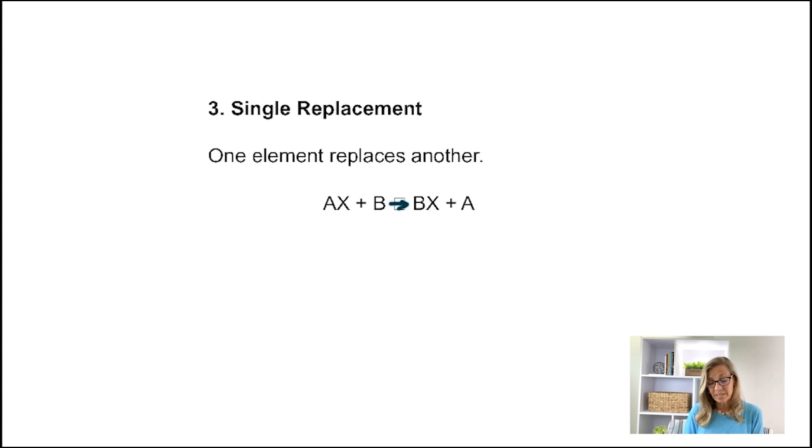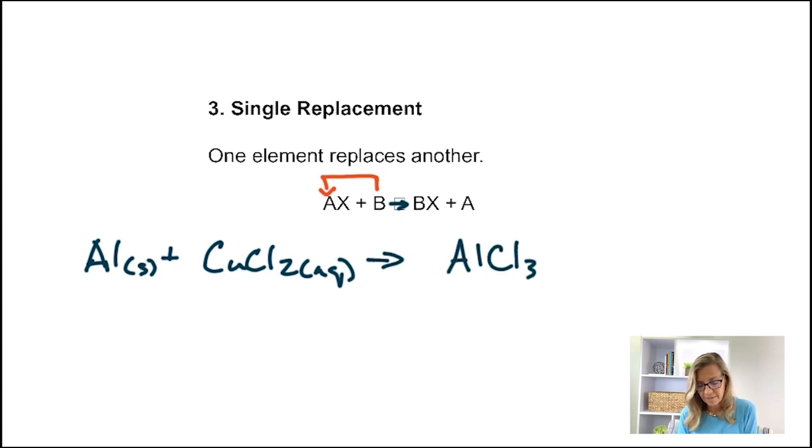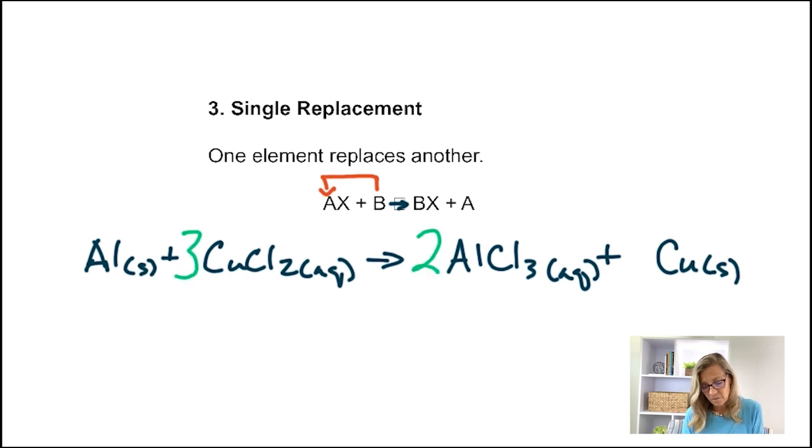All right, the next type would be single replacement. And check this one out. In this case, B comes in here and kicks out the A. So a single replacement reaction I like to do is aluminum. You take aluminum foil, and then let's use some copper chloride, aqueous, and you will get aluminum chloride, aqueous, and copper. Okay, and then to balance that, let's see, let's go 3, 2, 2, 3.